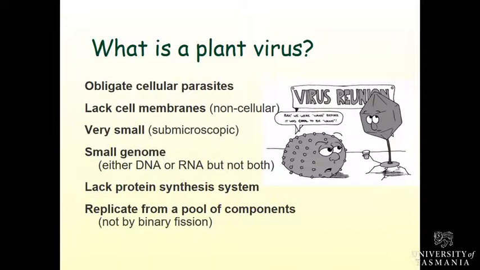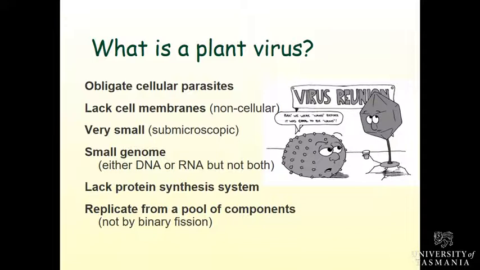And another aspect, which really is a nature of the way these are, the fact that it's non-cellular, they replicate from a pool of components, not by binary fission. What I mean by that is pretty well all cellular organisms, you start off with one cell and it divides and produces two cells, either two separate bacteria or maybe two cells that are still joined together. That's called binary fission, where a cell divides its genome, splits itself in half, becomes two cells.